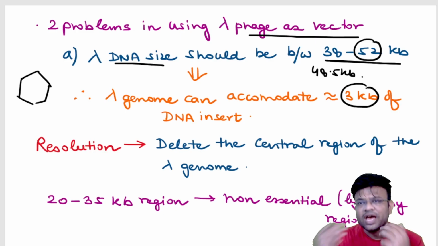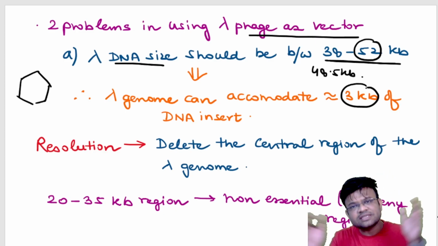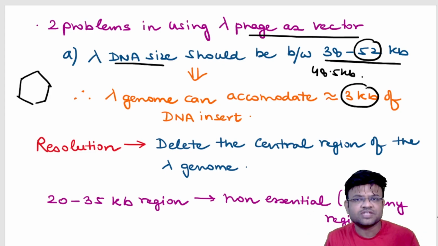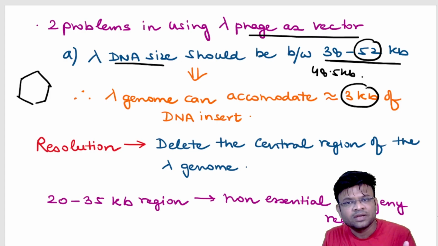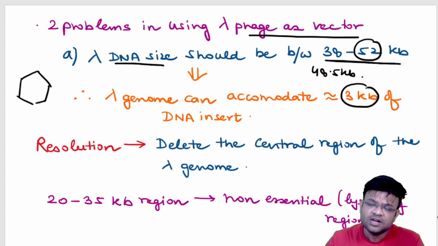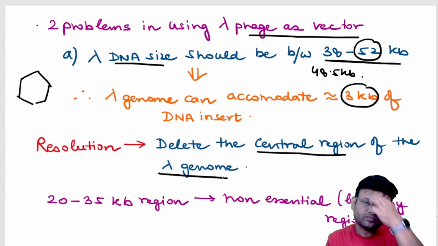Now, every scientist who is working on a lambda phage vector would want to increase this length, because I would want to transfer more of my gene of interest, because that is essential for me, right? So what is the resolution of this problem? The resolution is to delete the central region of the lambda genome.